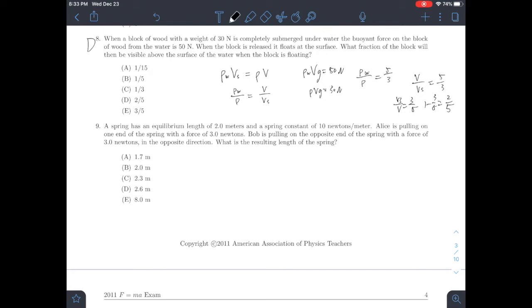Then question number 9. A spring has an equilibrium length of 2 meters and a spring constant of 10 newtons per meter. Ad is pulling on one end of the spring with a force of 3 newtons. Bob is pulling on the opposite side of the spring with a force of 3 newtons in the opposite direction. What is the resulting length of the spring?